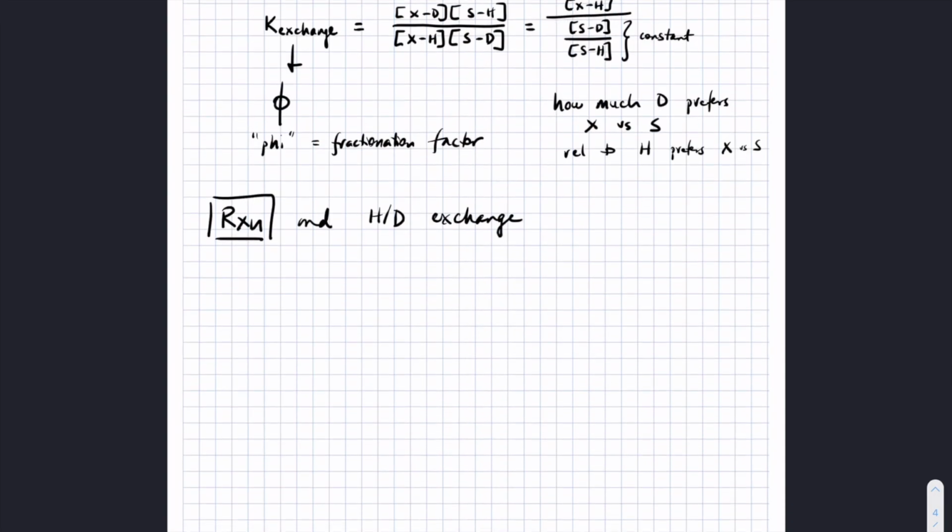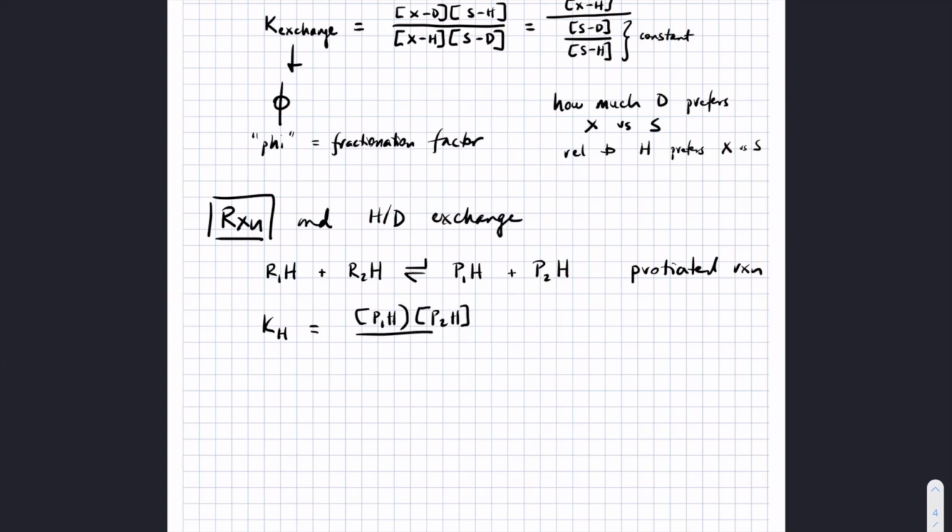So suppose you have a reaction in which reactant 1 that's attached to a proton reacts with reactant 2 that's attached to a proton. Both of those protons are exchangeable, and you get product 1 attached to a proton and product 2 attached to a proton. So that's the protiated reaction, which would have the following equilibrium constant, P1H times P2H divided by R1H times R2H.